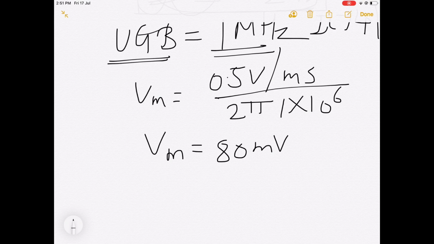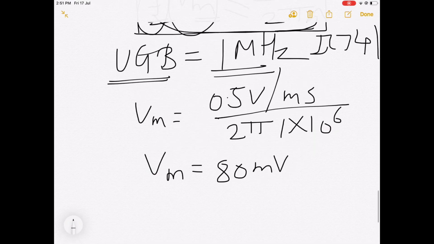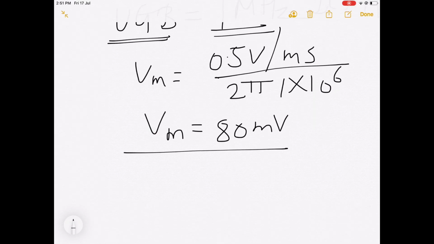Hence the full power bandwidth of an op amp is defined as the maximum frequency at which the op amp can produce an undistorted output with the maximum possible amplitude. Thus for the full power bandwidth, Vm is the maximum possible amplitude. In specifications it is given as the full power bandwidth of an op amp.